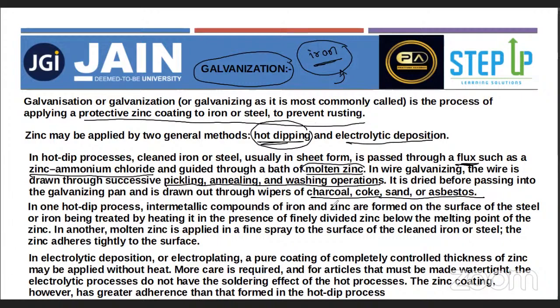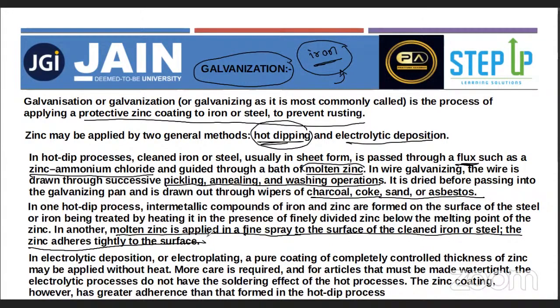When all this is done, intermetallic compounds of iron and zinc are formed on the surface of the steel or iron being treated. In one method, finely divided zinc below the melting point of zinc is used. In another, molten zinc is applied. If the surface area is not that big or important, we take molten zinc and fine spray it onto the surface of the cleaned iron and steel. This zinc adheres tightly to the surface. So this is also possible.